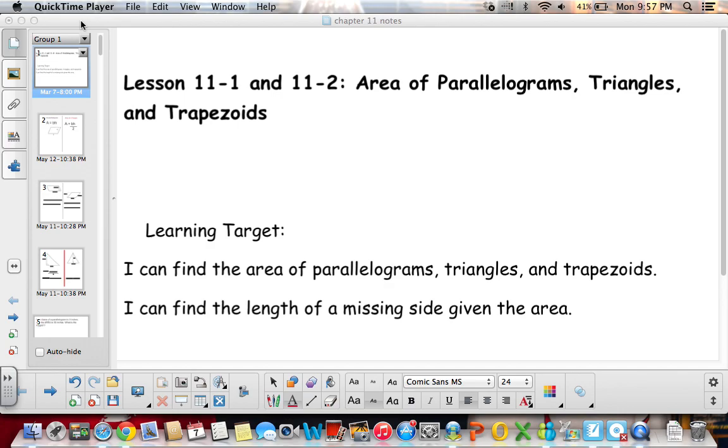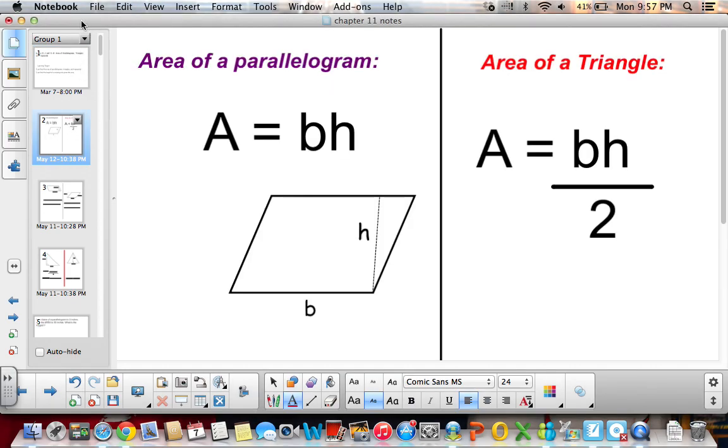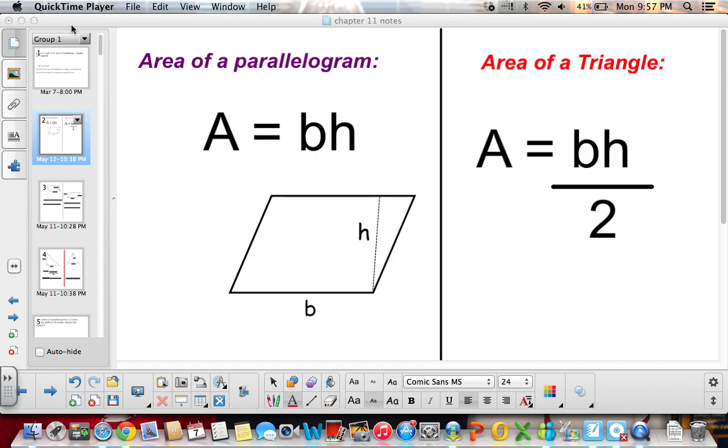So label the top of your page, 11.1 and 11.2, with area of parallelograms, triangles, and trapezoids. And then right below, you're going to want to have both of these formulas. So there's 3 formulas that you need to write down by the end of this video.